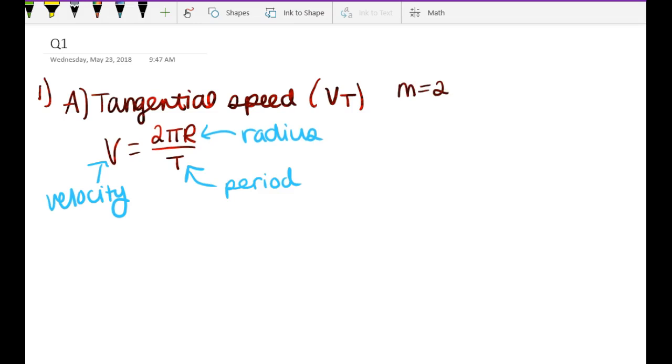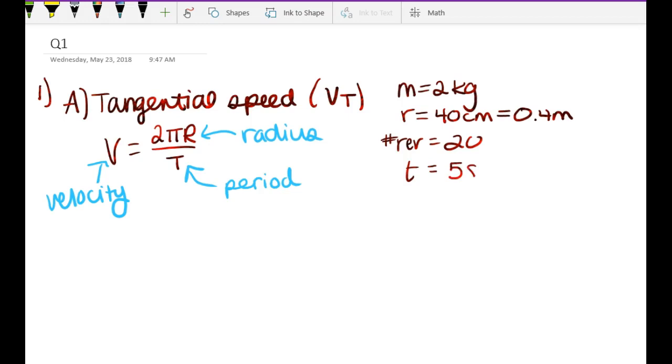In this particular problem, you have a mass of 2 kilograms, as I already mentioned. The radius is 40 centimeters, and centimeters always need to be converted to meters, so it's 0.4 meters. We know it's going to make 20 revolutions in a total time of 5 seconds. At this point, we need to figure out what goes into this equation. We need 2 pi r and T. So the first thing you have to do is figure out what the period is.